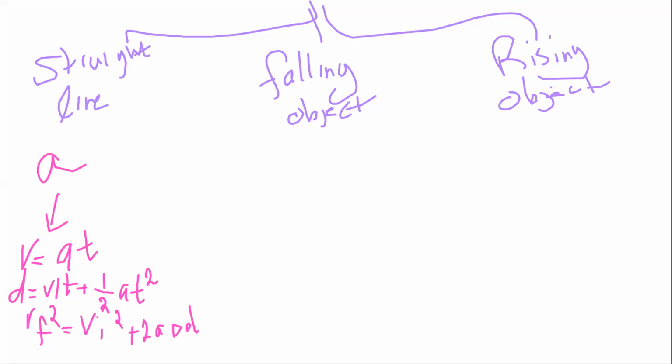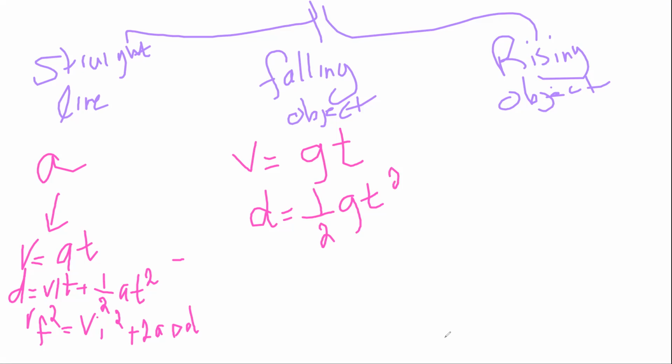For the falling object now, V will not be AT, it has to be GT. And the D, using this formula, since the V initial is 0, I will say it is half GT squared. And for the V final squared, I will say it is 2G delta D. If I now use the last one here, and instead of V initial I put 0, I have 2A or 2G delta D. So these are the formulas if I'm talking about a falling object.